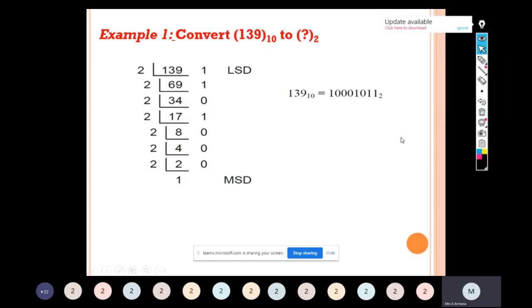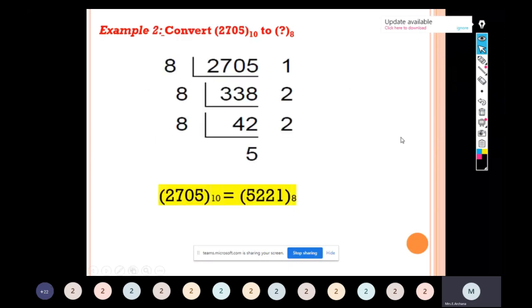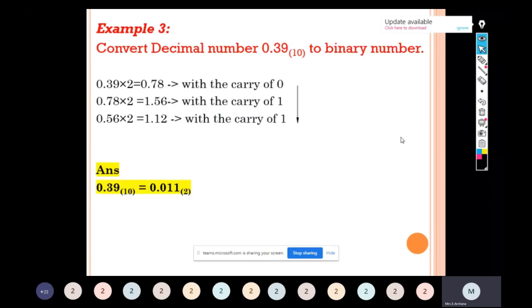Next, we are going to see the same kind of problem based on decimal to any radix. Here they have asked to convert into base 8, so we divide by 8. Next, decimal to binary. We have seen the integer part, so this is the fractional part. See here, 0.39 is converted to a binary number. So point binary has the base 2. 0.39 times 2 gives 0.78.